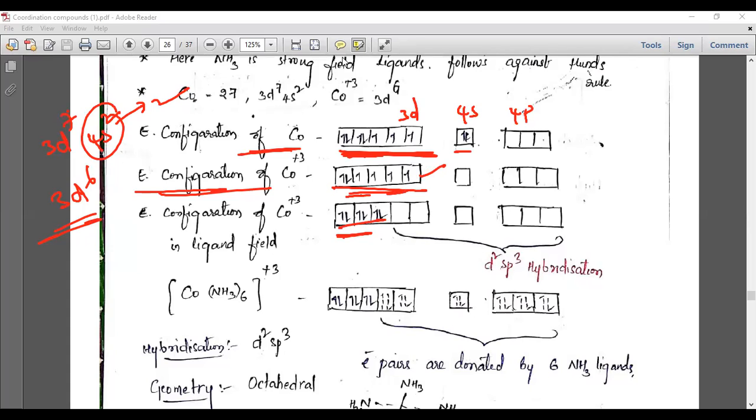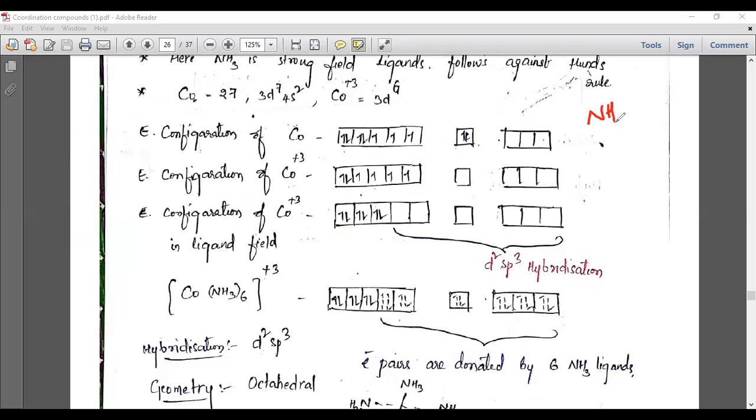So what type of ligand is there here? NH3 is there. NH3 is generally a weak field ligand for the 3d series.